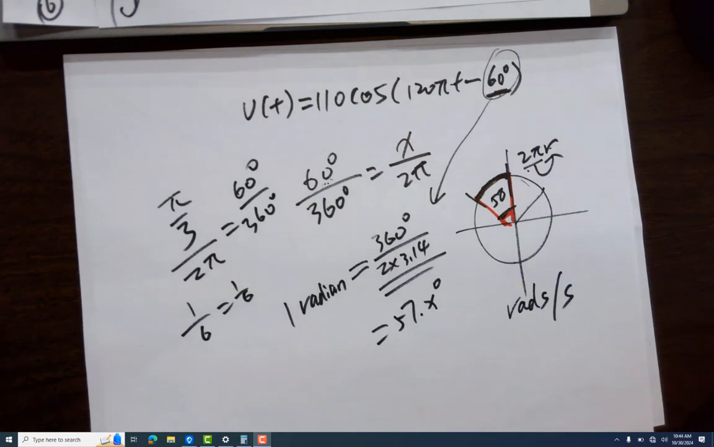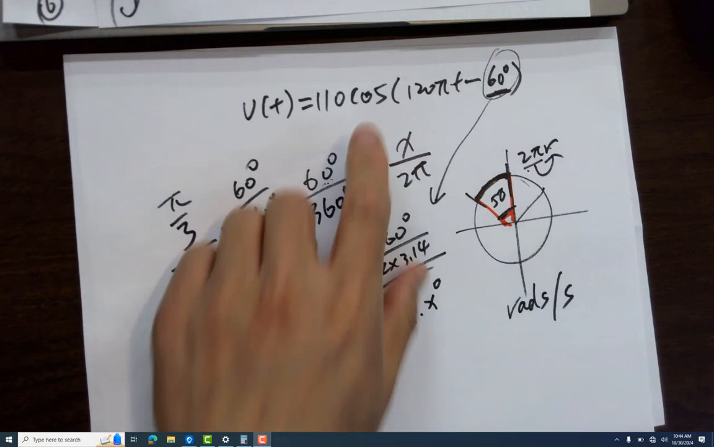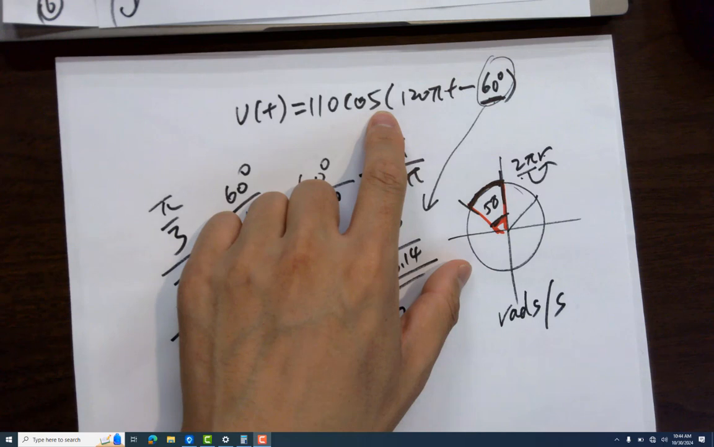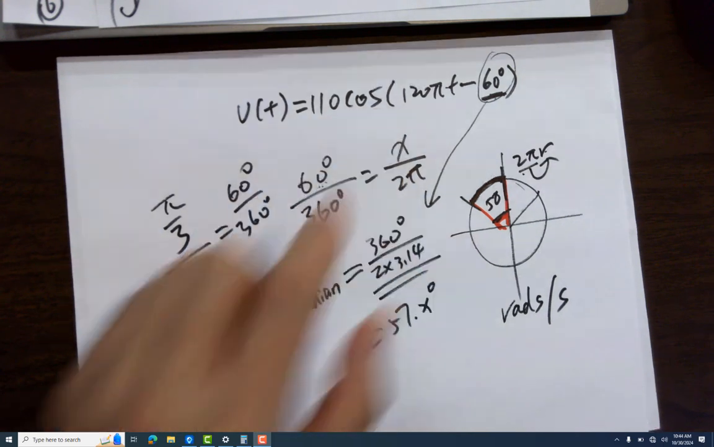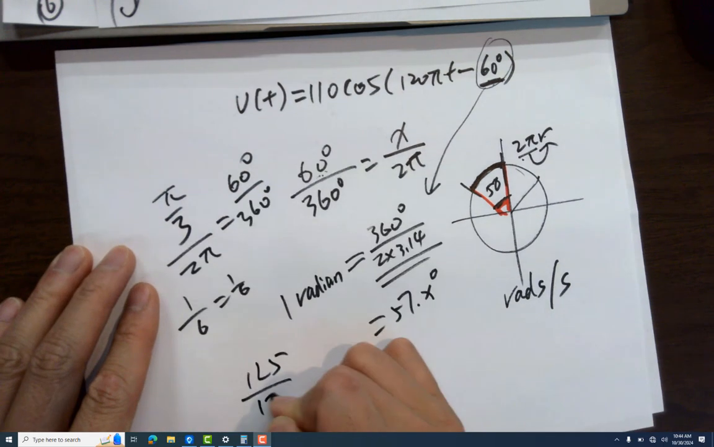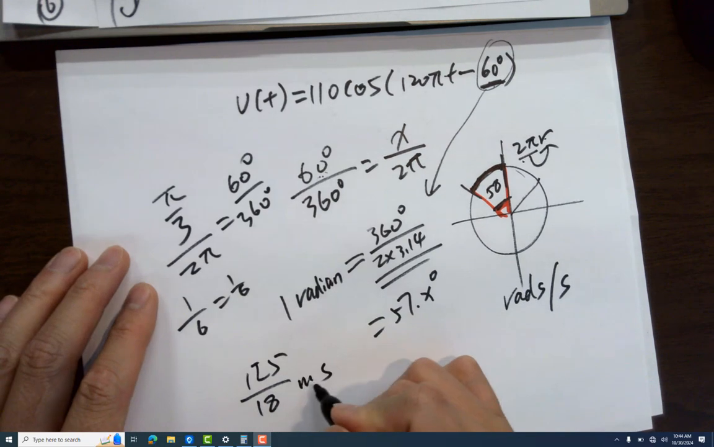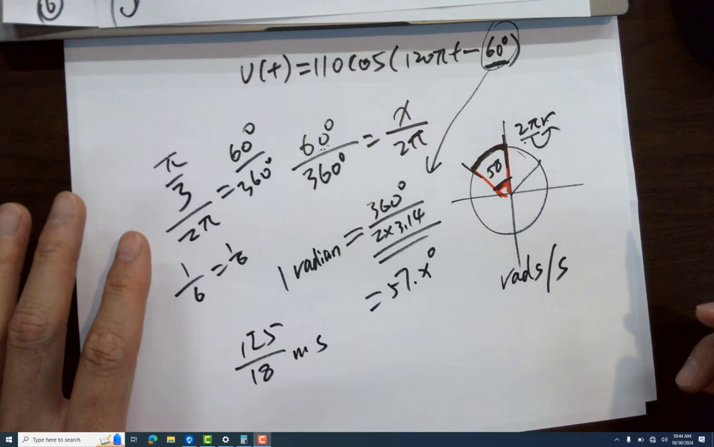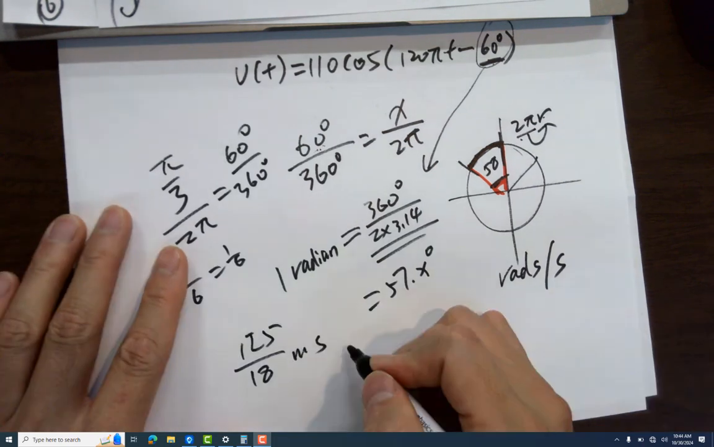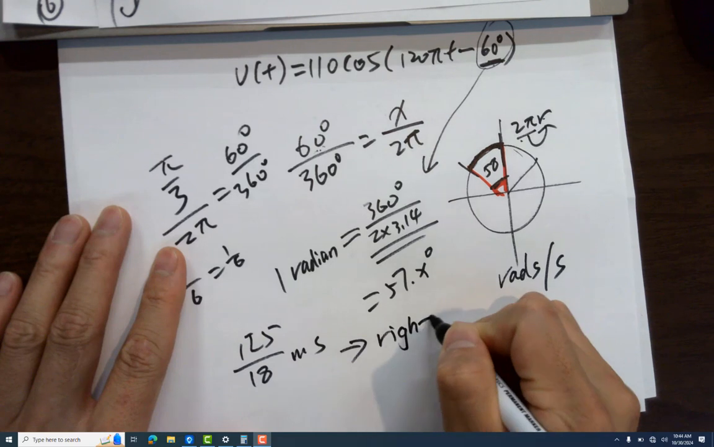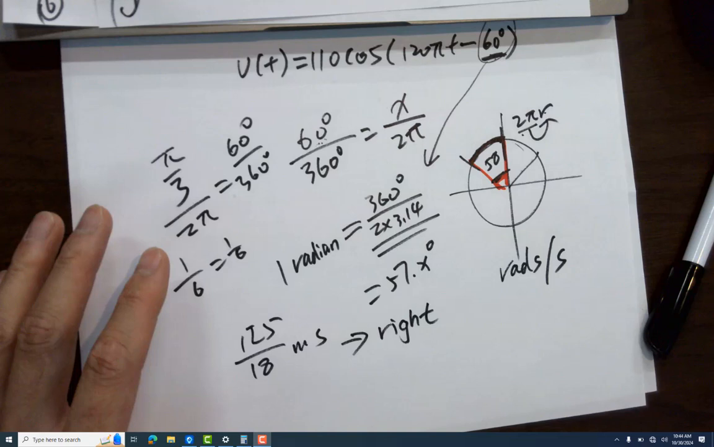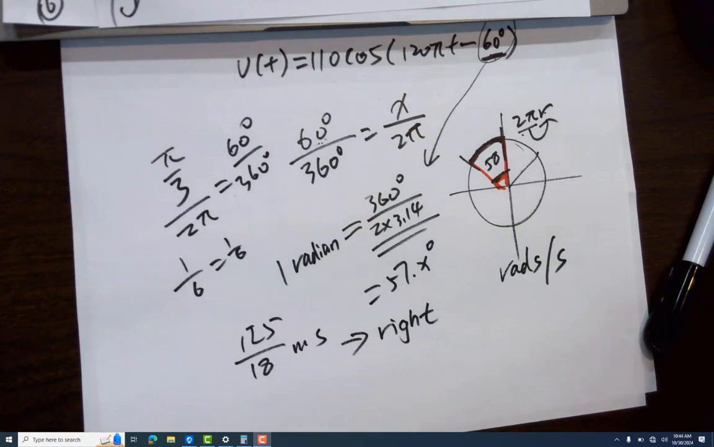Okay. So if it tells you the sinusoidal function, this is cosine, not sinusoidal. It's a sinusoidal function being shifted by 125 over 18 milliseconds to the right. How to deal with it? Shift to the right, minus or plus. Just covered it at the very beginning of the class.